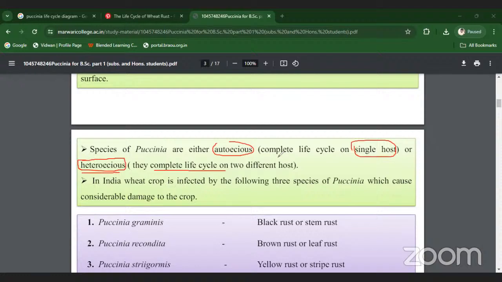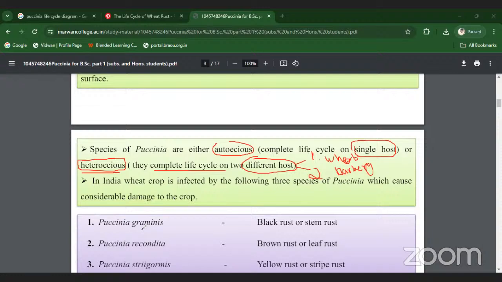Here the two different hosts mean the primary host and secondary host. Primary host: wheat. Secondary host: barberry.